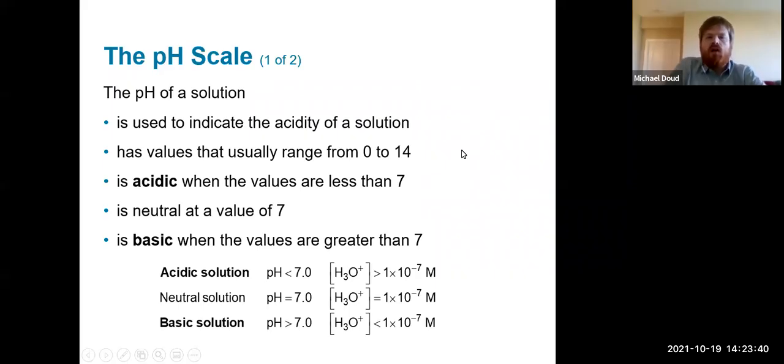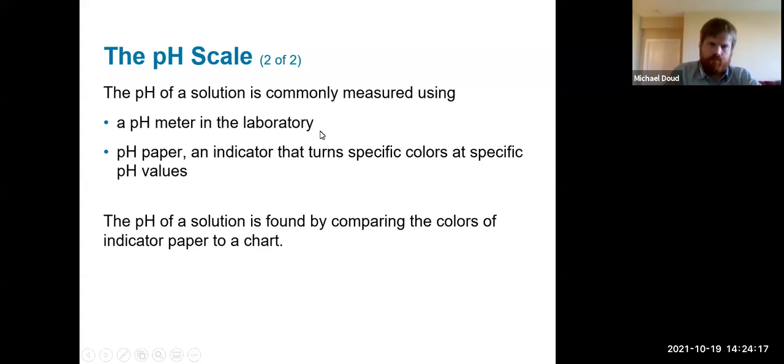So, as I mentioned, the pH is used to indicate the acidity of a solution, and the range is usually from 0 to 14. When values are less than 7, the solution is acidic. When the value is exactly 7, that is exactly pH equals 7, then the solution is neutral. And when it is above 7, it is basic. So keep in mind, this might be like an inverse scale from the way you might think of it normally. But again, acidic solutions are low pH, basic solutions are high pH, is the way you can think of it. And there's a couple of different ways that you can measure it.